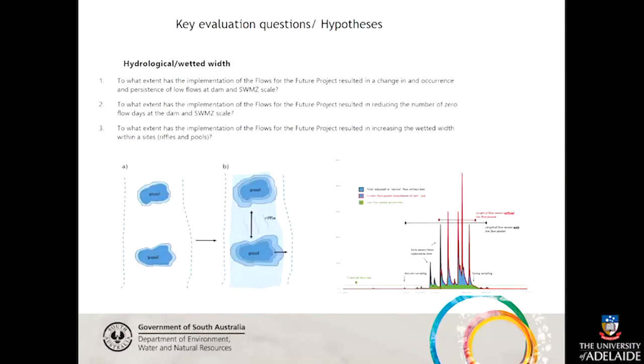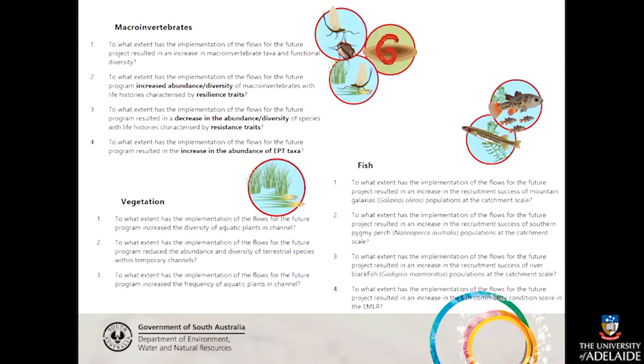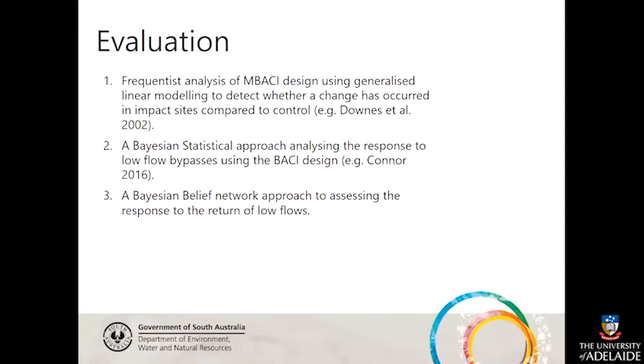We've come up with a whole series of key evaluation questions for the different components that I've talked about. The hydrological ones are about the wetted width and the hydrological connectivity. Then we've also got ecological indicators of macroinvertebrates, vegetation and fish. Some of the methods we've used: we've got fixed transects for vegetation that go across the stream sites, where we're recording all of the aquatic and terrestrial species along those transect lines before and after we return low flows. For the macroinvertebrates, we're looking at things like invertebrate diversity, and also a set of groupings of species that tell us about the resistance or resilience of the system. That work was done in a previous project where we came up with those groups.